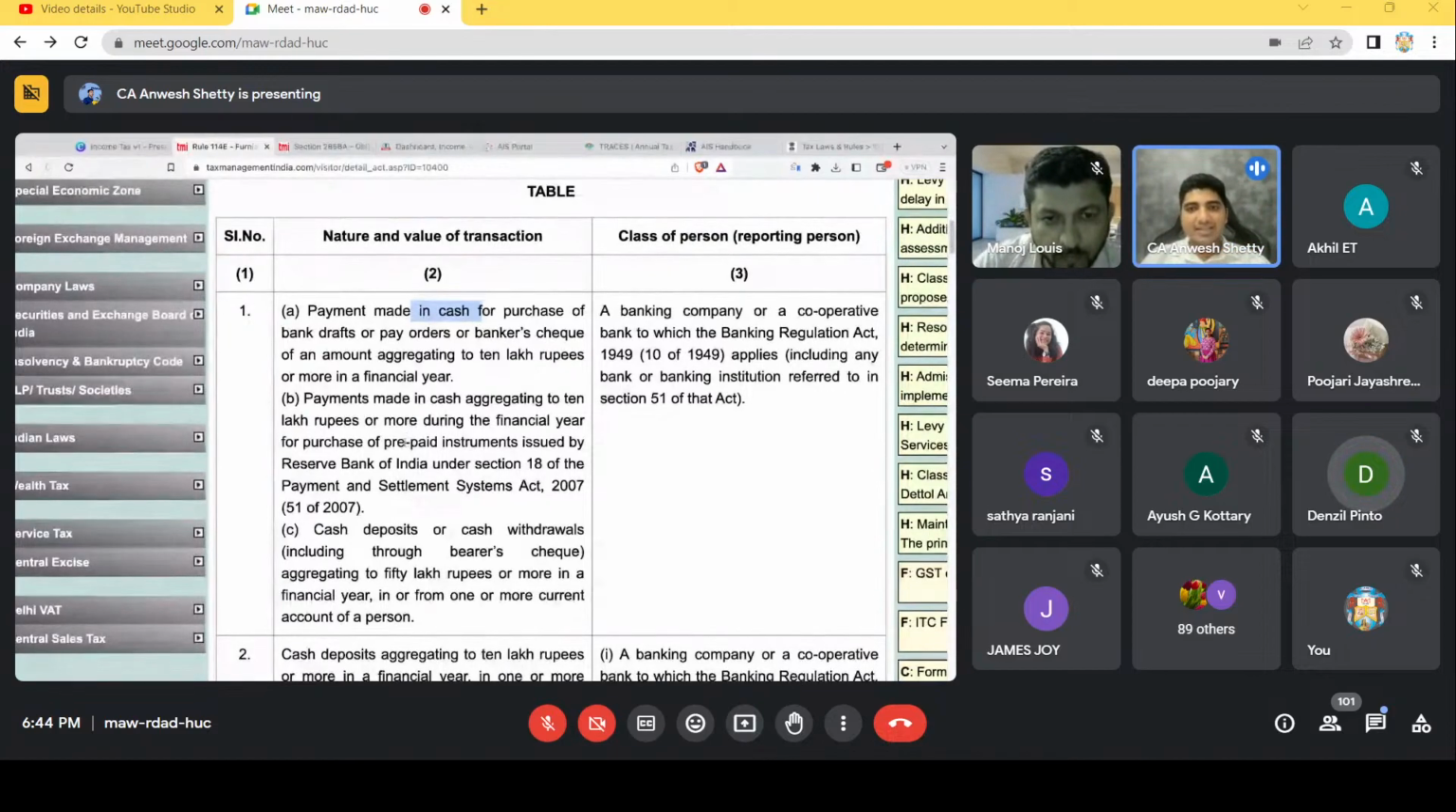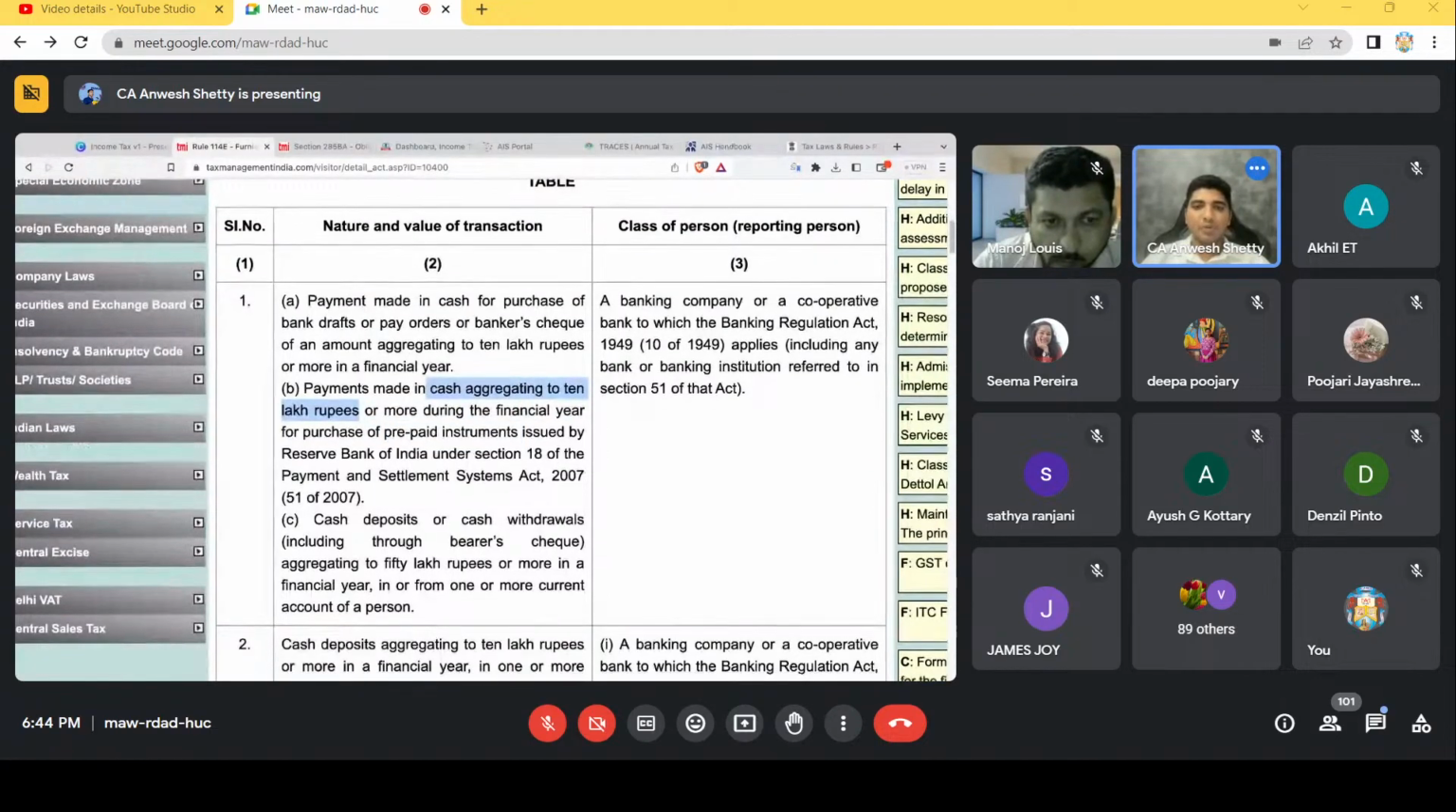Okay. Second transaction, they are saying, instead of a DD, if you purchase any prepaid instruments. We know that traveler's cheque, if I want to go abroad, I would go here and pay the amount and get a prepaid card. So if I'm going to buy any prepaid cards by paying more than 10 lakh rupees of cash, again this transaction will be reported.